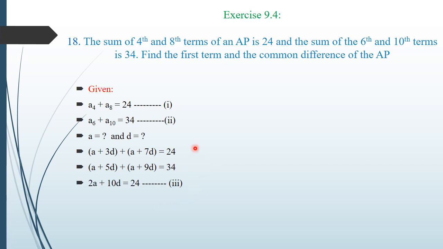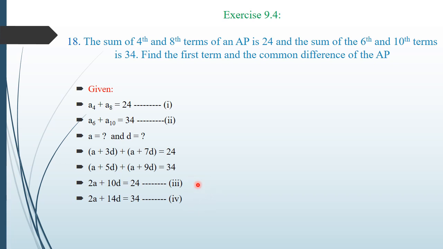If I simplify these two equations, that is A plus A, that is 2A, plus 3D plus 7D, which gives 10D, equal to 24. And if I simplify the second equation, I'll get A plus A, that is 2A, plus 9D plus 5D, which is 14D, equal to 34 here. Therefore my first and second equations after simplification have become the third and fourth equations. You can see here.